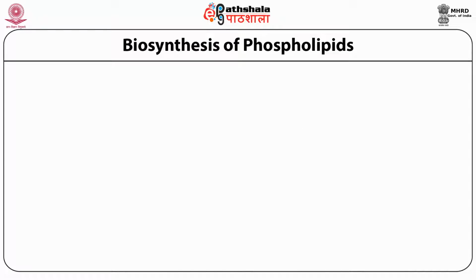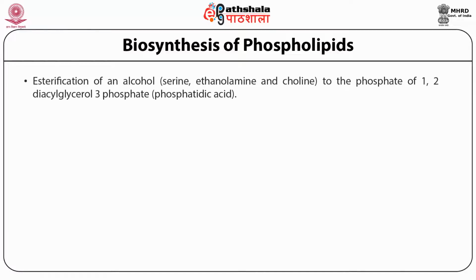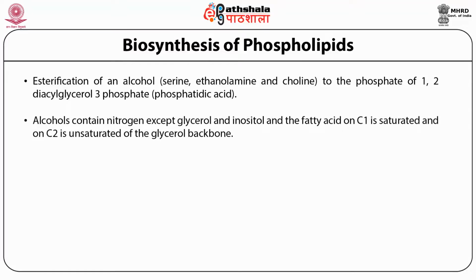The biosynthesis of phospholipids. Phospholipids are produced by the esterification of an alcohol, for example serine, ethanolamine, and choline, to the phosphate of 1,2-diacylglycerol 3-phosphate, also known as phosphatidic acid. The alcohols contain nitrogen except glycerol and inositol, and the fatty acid on carbon 1 is saturated and on carbon 2 is unsaturated of the glycerol backbone.